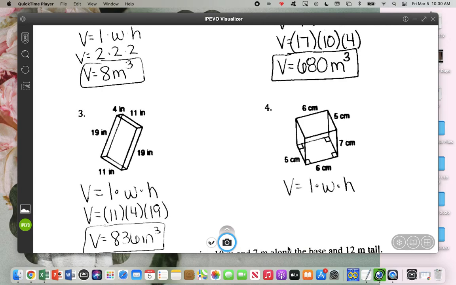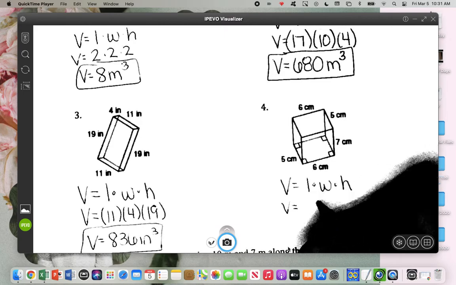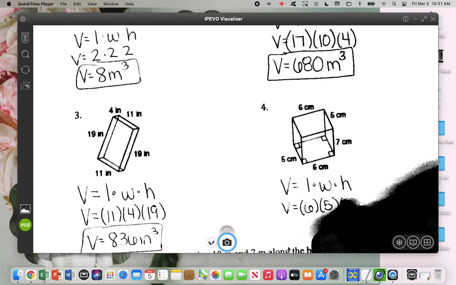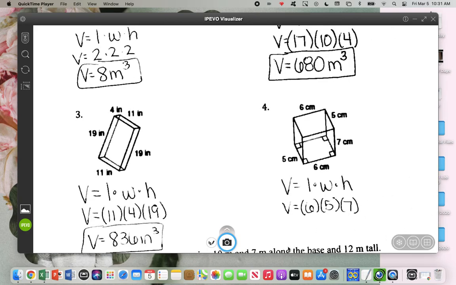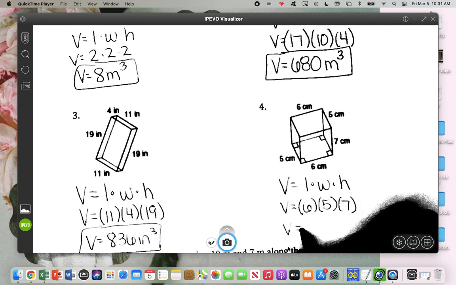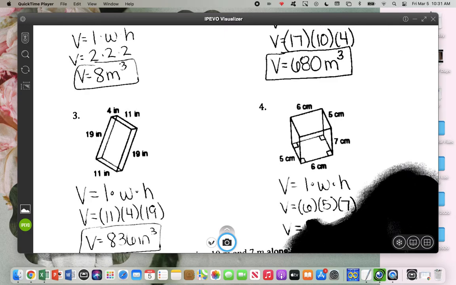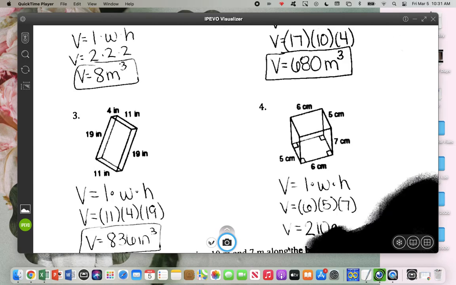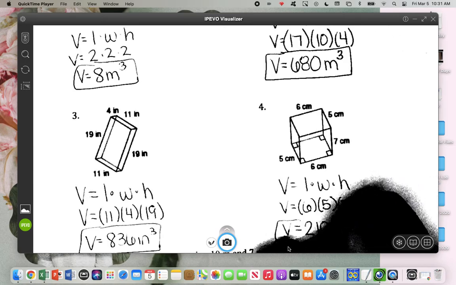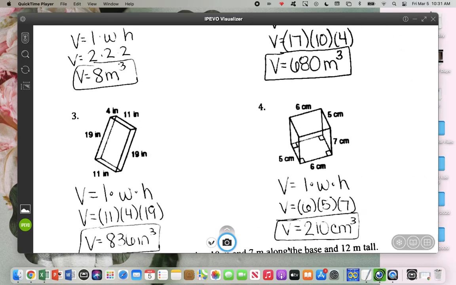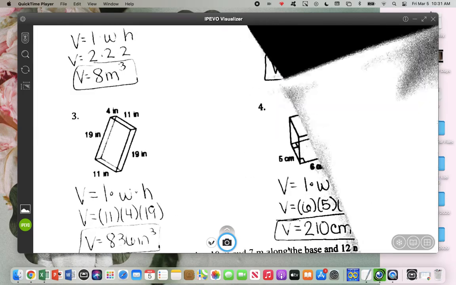How'd you guys do? Pretty good. I got both right. All right. For length, width, and height, did you use 6, 5, and 7? Yep. In whatever order you chose those to be? All right. Harmony, what'd you get for that answer? 210. And your label? All right. Do you guys have any questions at all? All right. So for 5, 6, and 7.